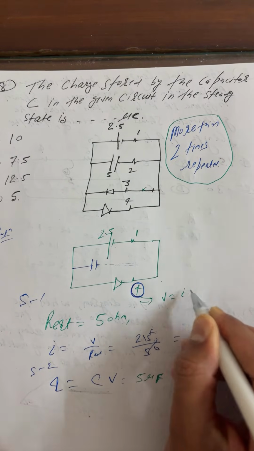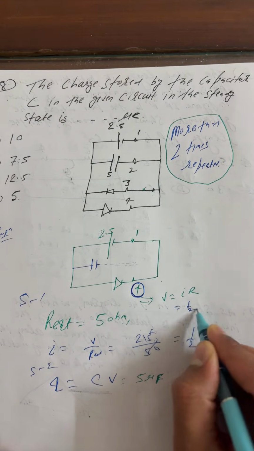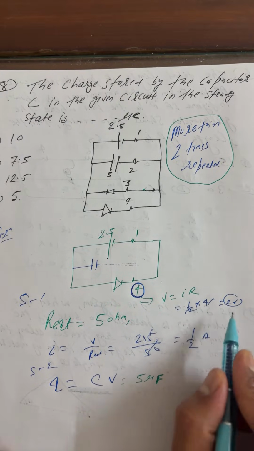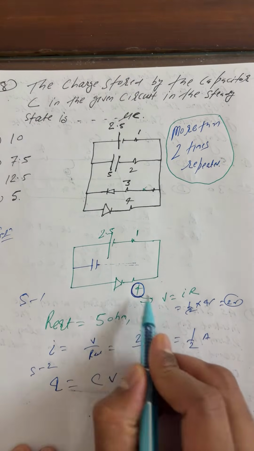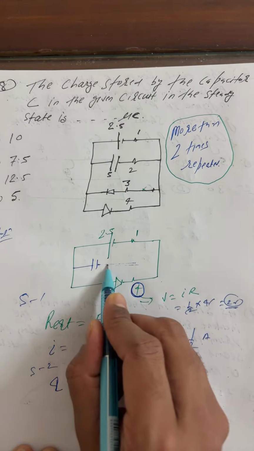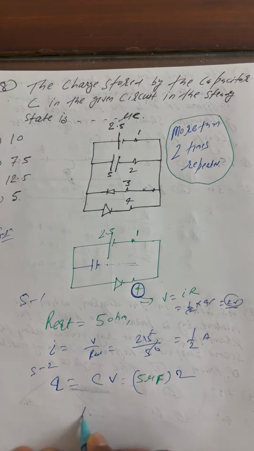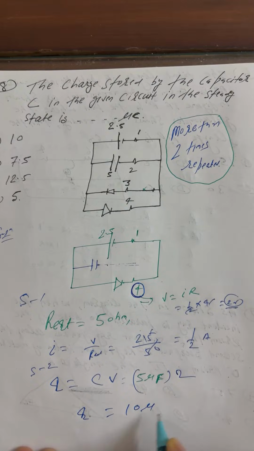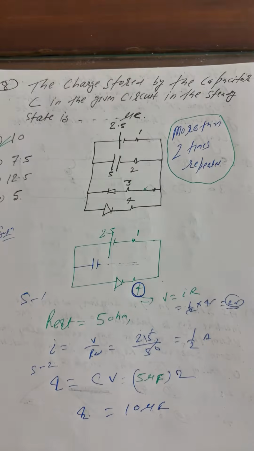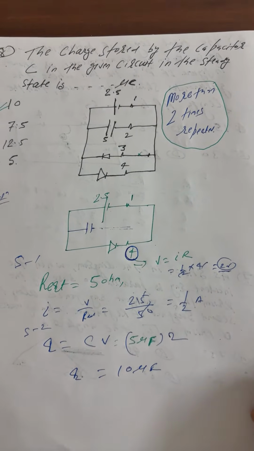So V is equal to IR. What is I, students? This is 1 by 2 and R is 4. You will get 2 volt. Because these are in parallel, this is the potential drop we'll get over here as usual. So this is 5 microfarad into 2. What do we get? 10 microcoulomb. Hence, students, option first is the correct answer. Now, students, have a look at the next question.